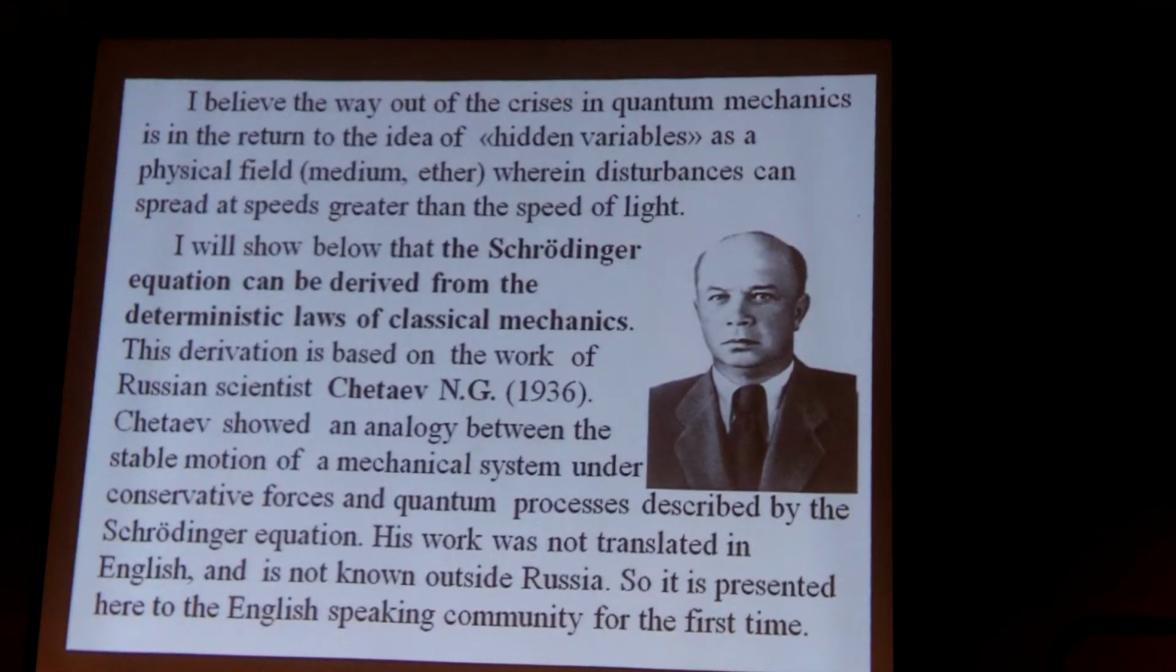I believe the way out of the crisis in quantum mechanics is in the return to the idea of hidden variables as a physical field, medium, or ether, wherein disturbance can spread at speeds greater than the speed of light. I will show below that the Schrodinger equation can be derived from the deterministic laws of classical mechanics. This derivation is based on the work of Russian scientist Chetaev. Chetaev showed an analogy between the stable motion of a mechanical system under conservative forces and quantum processes described by the Schrodinger equation. His work was not translated into English and is not known outside Russia. So it is presented here to the English-speaking community for the first time.